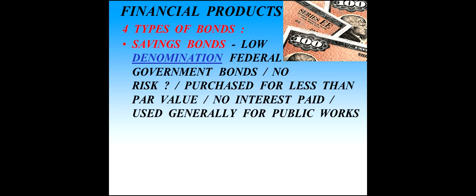In other words, you see the $100 bond up here in the picture in the right-hand corner. You may actually buy this bond for $60, so you're buying it at less than the face value, and you get the face value at the maturity date when you go to redeem it. There is no interest paid on savings bonds, and the federal government generally uses the money taken in from savings bonds for public works projects.